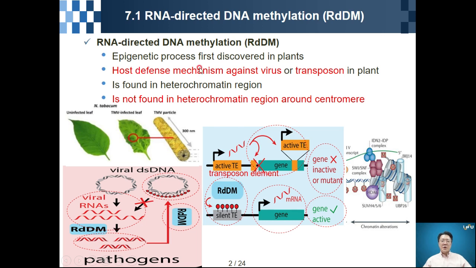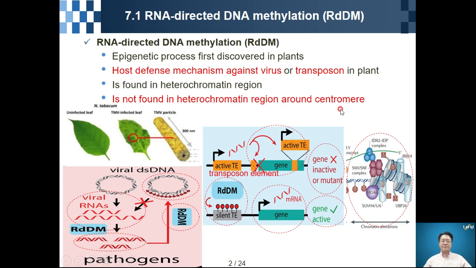RdDM is found in the heterochromatin region. However, this RdDM mechanism is not found in the heterochromatin region around the centromere. Specifically in plants, in the centromere, different mechanisms happen, but I will not cover them in detail. So once again, RdDM is found in the heterochromatin region, but RdDM is not found in the heterochromatin region around the centromere.